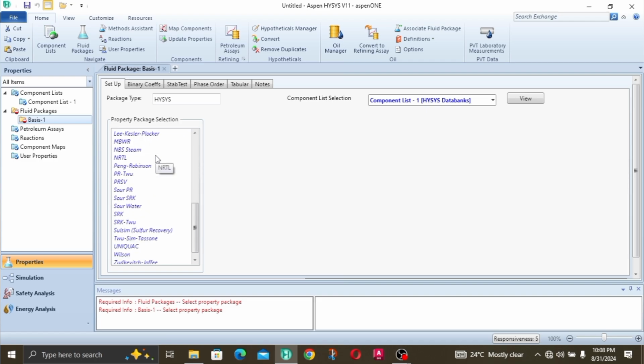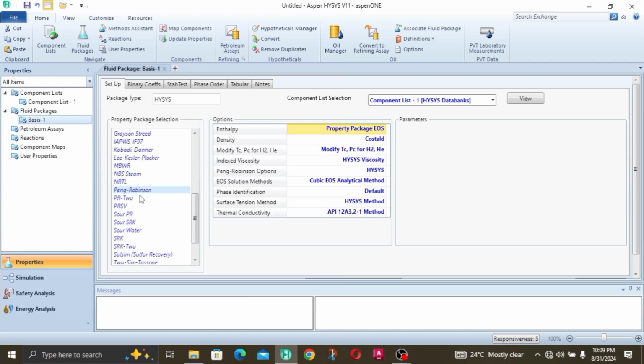What the fluid package basically is, it defines the thermodynamic methods and properties models that will be used to calculate physical properties like density, enthalpy, phase equilibria of the components in the simulation. It's like the second stage of selecting your products for the simulation. You're adding the properties and the mathematical thermodynamical formulas that will be used to convert those products for processes and simulations.